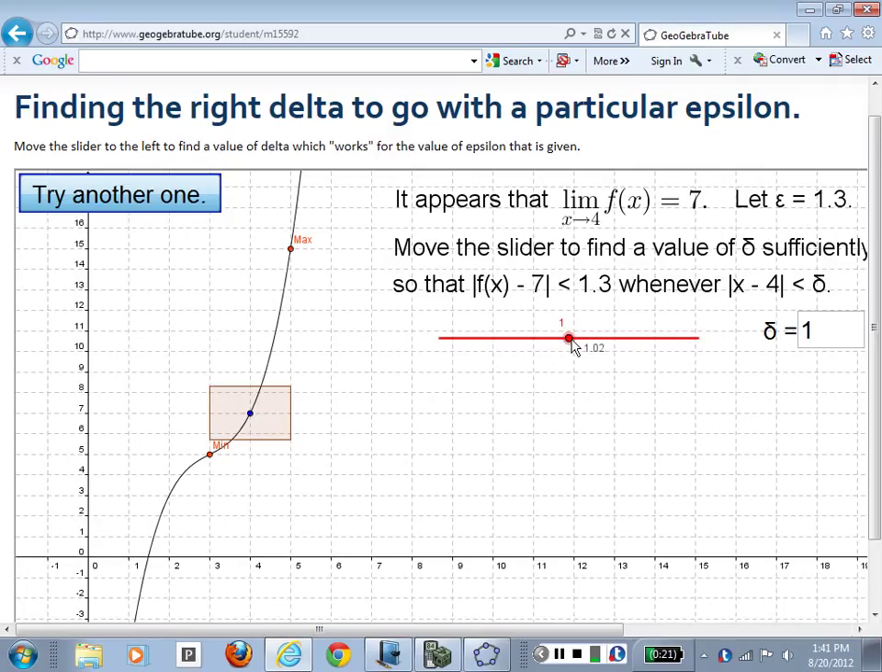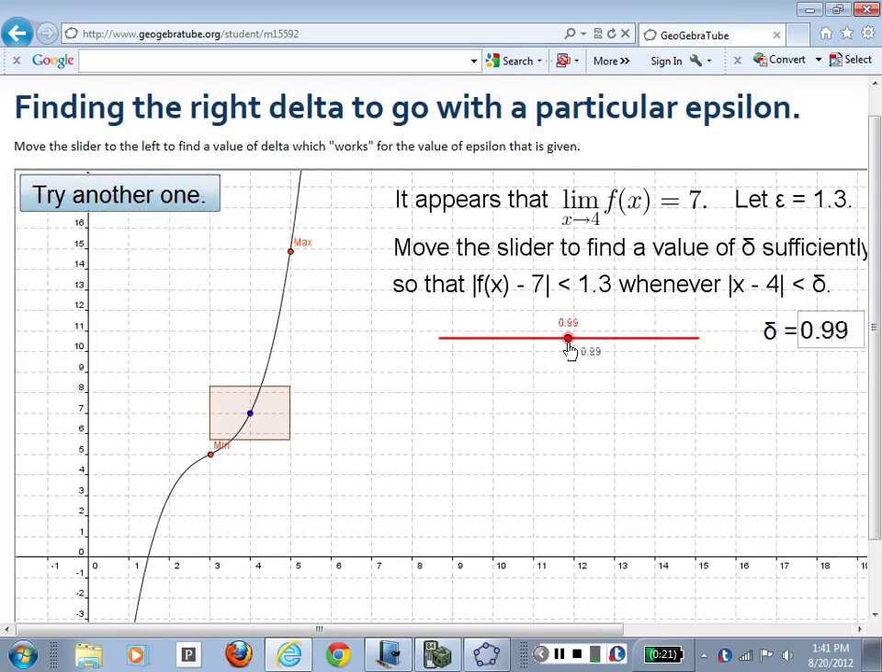So what? Epsilon equals 1.3. And you can see the 1.3, right? You look at this and you see from there to there, that's 1.3 units. And from there down to there, that's 1.3 units. How close are we going to have to be to 4 in order to be inside the box? No more than 1.3 units away from 7.